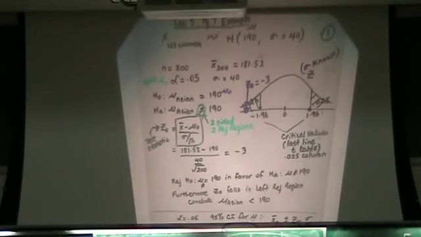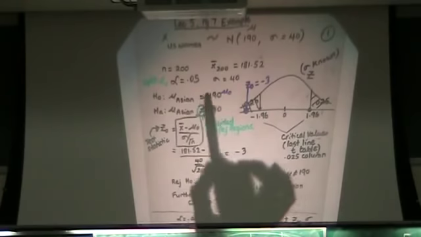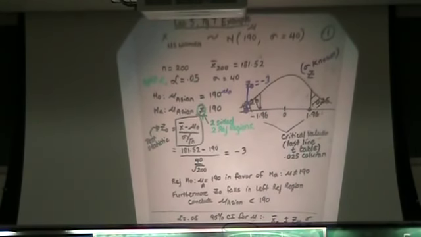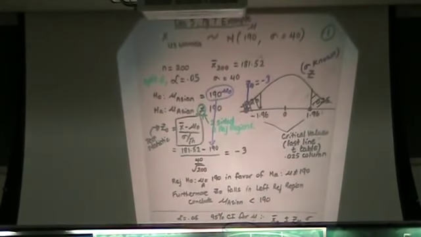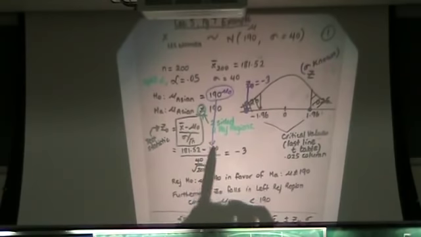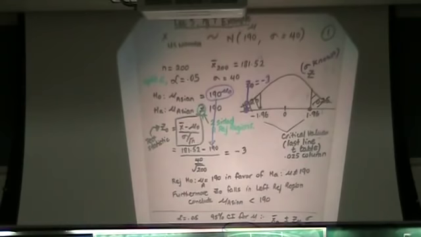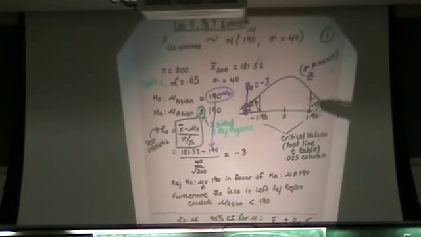So I'm attempting to convert the X bar to Z, which is what I did next. 181.52 minus 190. This mu always comes from H naught right here. So let us label that. This mu naught right here is what gets used here in every problem, okay? X bar minus mu naught divided by sigma, which was given 40, divided by rad n. Rad 200. And when I clean this up, I get negative 3, which I need to drop into this picture to see where it falls. That's the test statistic right here, negative 3.